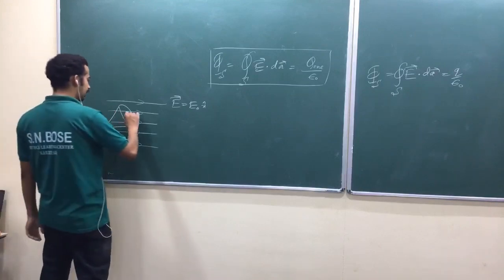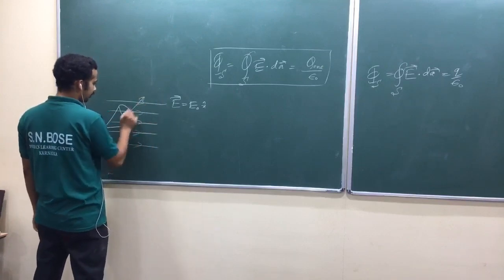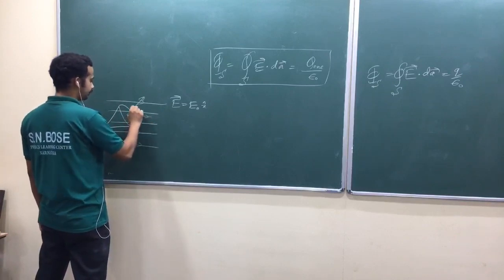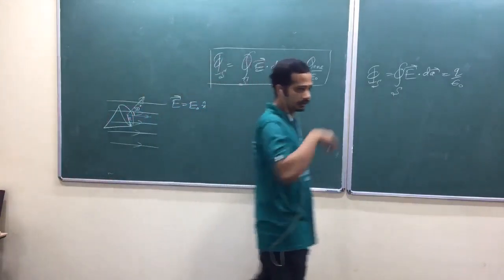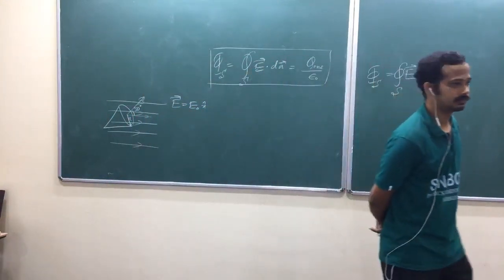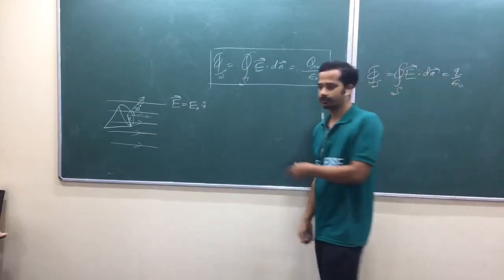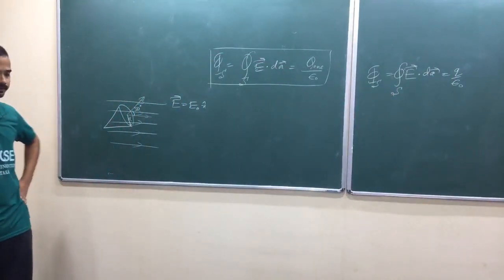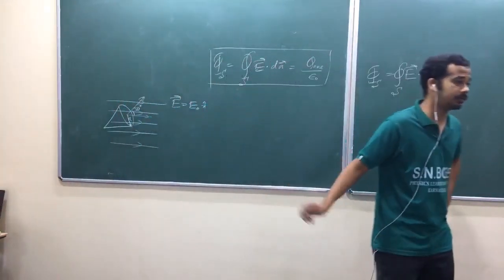Now this is making an angle of 30 degrees. This area vector is perpendicular to the surface, and it is making an angle of 30 degrees with the electric field. Now what is the flux through the curved surface of that cone? Draw that one, try to answer. I am talking about the electric field.